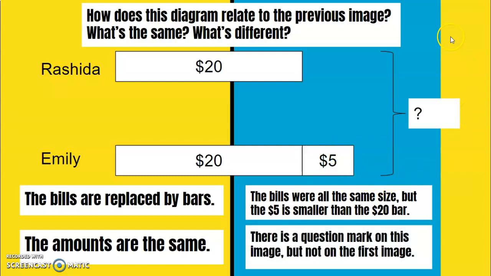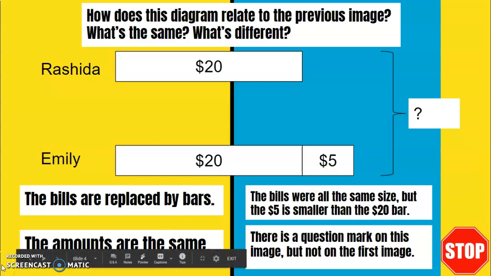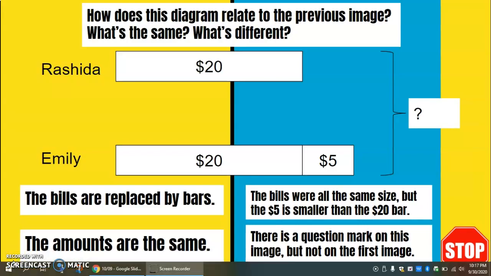And if you noticed, there is a question mark on this image, but not in the first. So take a look at this question mark and think about what that might represent. What question are they asking? What I want you to do in your notebook is write down what you think that question mark means, bring it to small group, and we're going to review it together. Good luck, mathematicians.